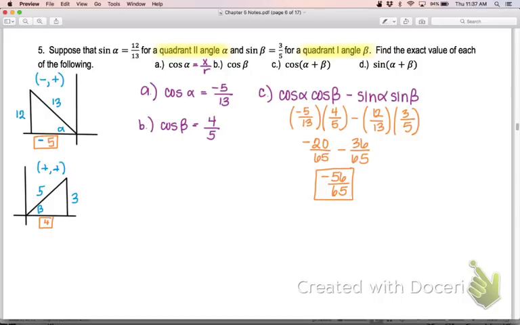Even though we don't know what alpha and beta are, notice we never found the angles. We just know the relationship with the sides, and that's what we had to use our right triangles for. So now we can work on D.